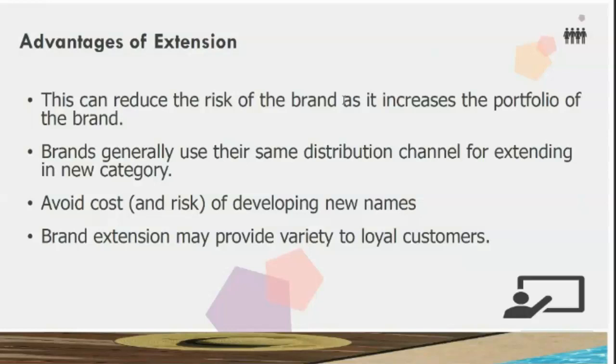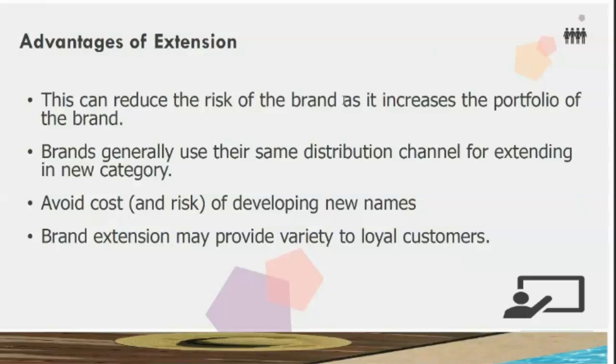I have seen so many houses where all the appliances are from Samsung, or all the appliances are from Whirlpool. That is also a case because there is an emotional bond of the customer with the brand. Brands generally use the same distribution channel for extending. Distribution channel is not a difficult task generally, because you already have that existing distribution channel which you can use for the new category as well.